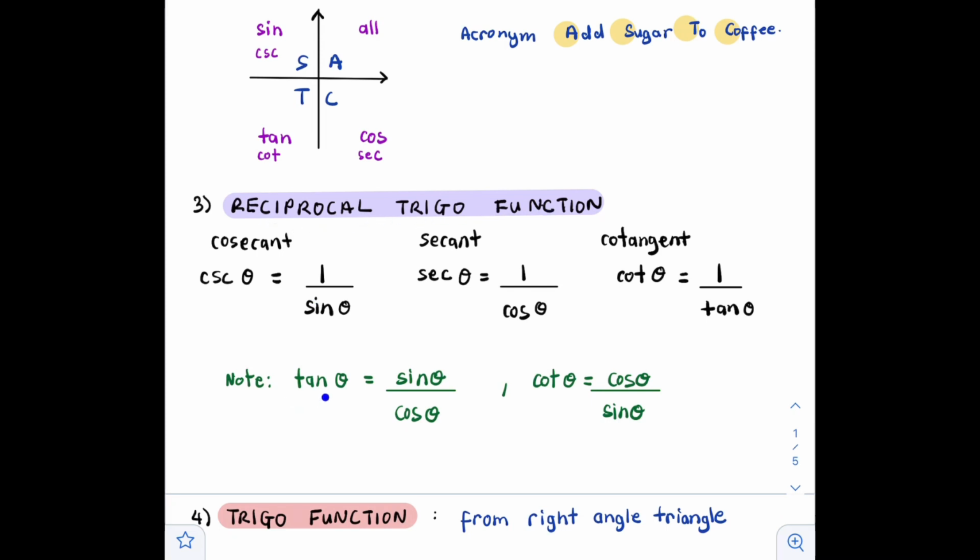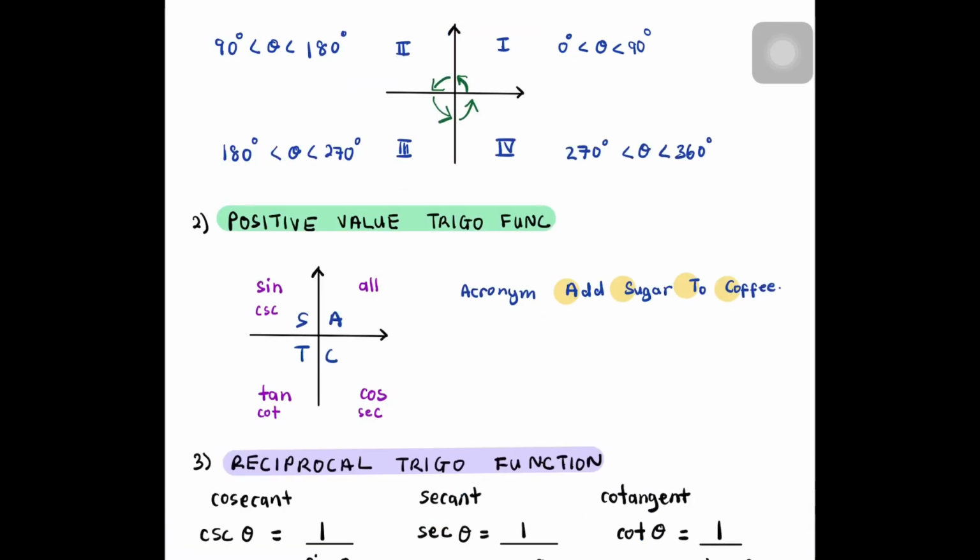And then always note that tangent theta is equivalent to sine over cos, and the cot theta, cotangent theta, is cos over sine theta.